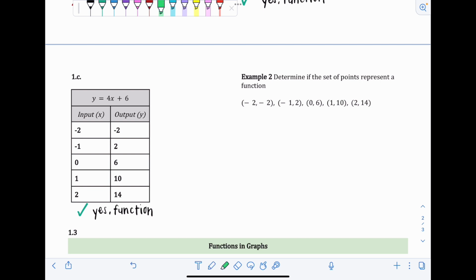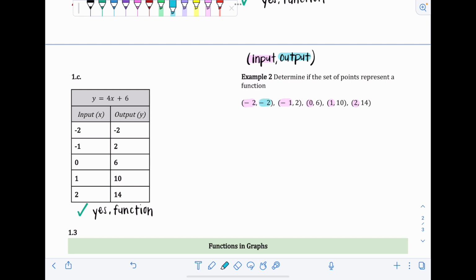So if I am not making a table, I'm looking at all of my input values. Remember, if you have a point, the first number is the input, and the second number is the output. So my input values are the first number in each point: -2, -1, 0, 1, and 2. And then my outputs are the second number.